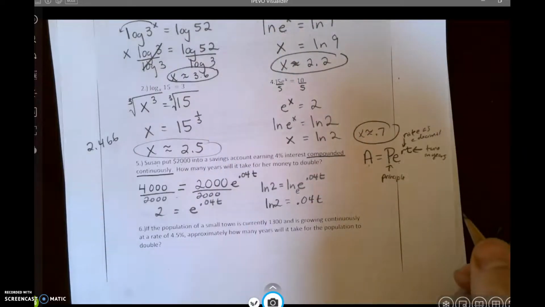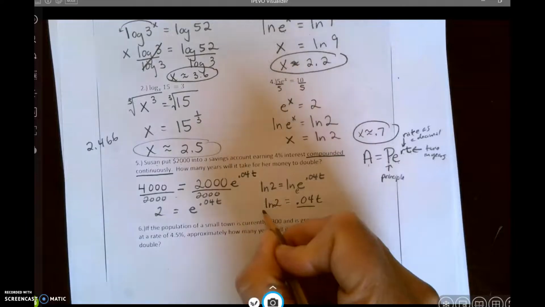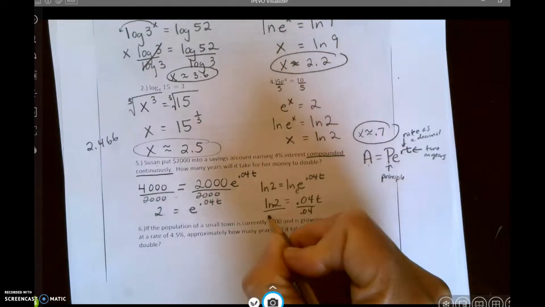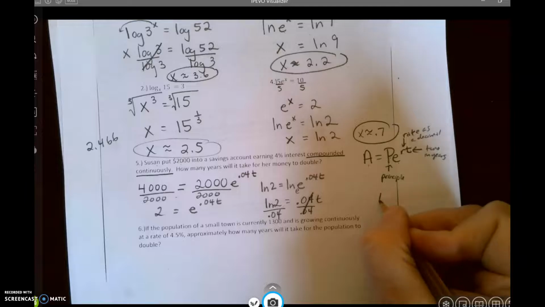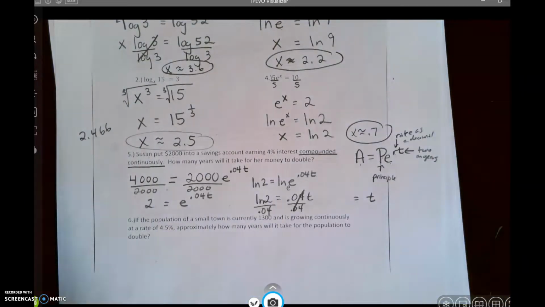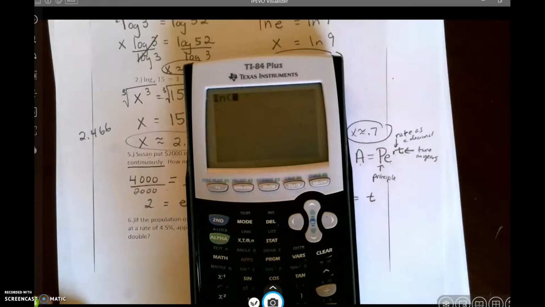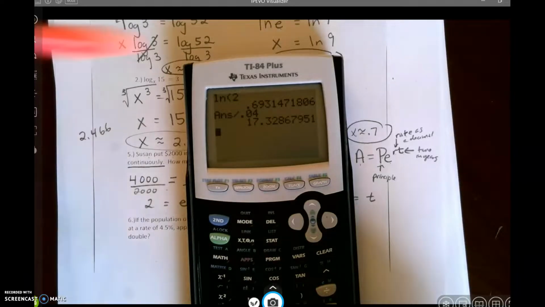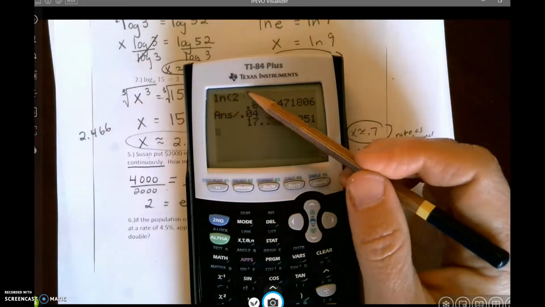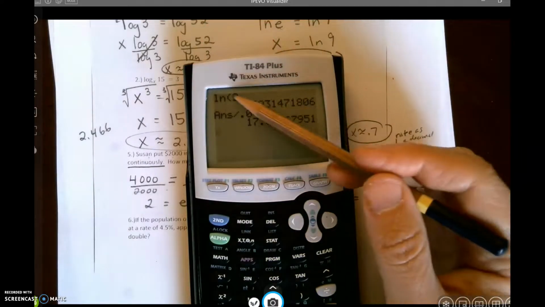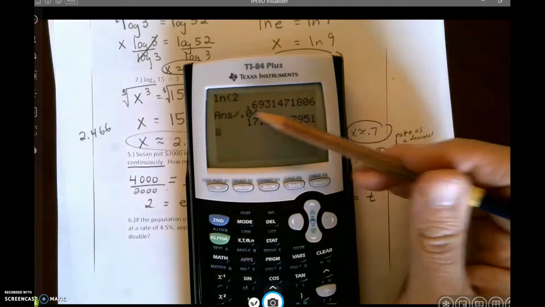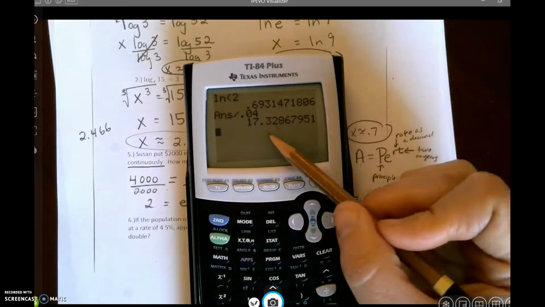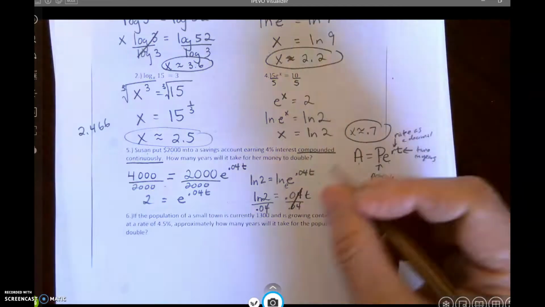All right, I've got to solve for t. I'm going to divide both sides by 0.04. So let's see, t equals, go to my calculator, I've got natural log of 2, and I'm going to divide that by 0.04. Now, don't take the natural log of 2 divided by 0.04. You can't put the divided by 0.04 up here, because you're taking the natural log of 2, whatever that is, and dividing it by 0.04, and we get approximately 17.3 years.